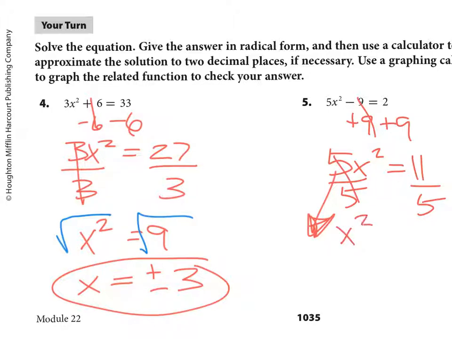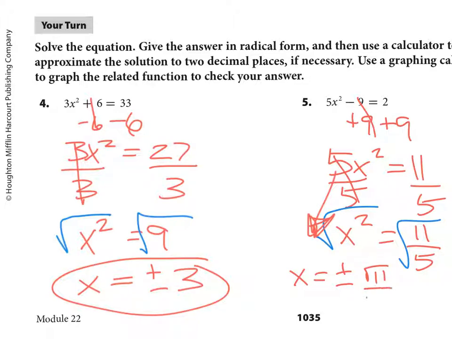And x squared equals 11 over 5. So now, just like in the other one, we take the square root. The difference is here, you can't take the square root of 11 or the square root of 5. So we end up with x is plus or minus square root of 11 over square root of 5.